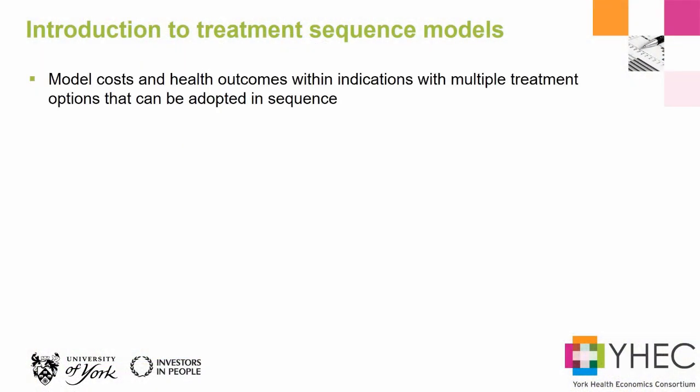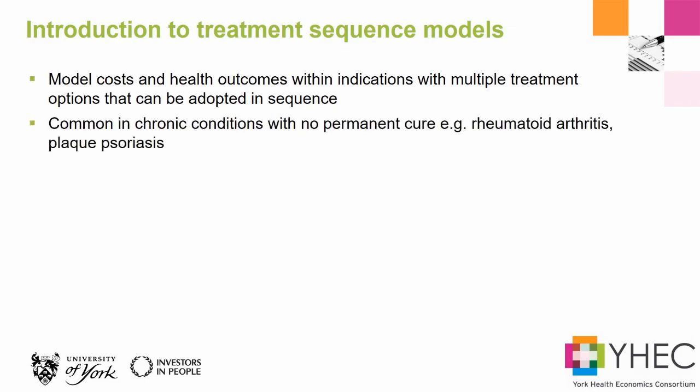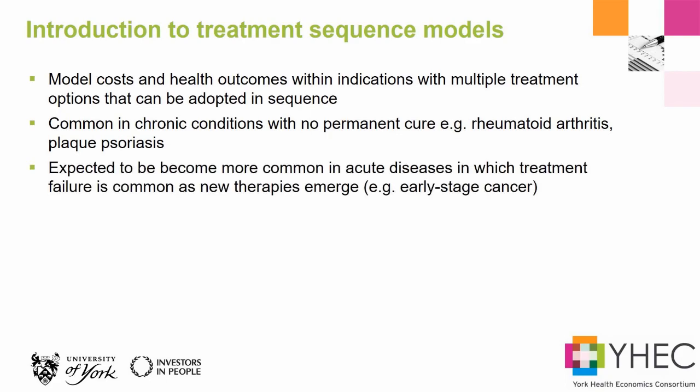Treatment sequence models can be used to facilitate economic evaluations within indications in which there are multiple treatment options that can be used one after another. They are particularly common in chronic conditions where there is no permanent cure, so for example rheumatoid arthritis and plaque psoriasis, but they are also expected to become more common within acute diseases where treatment failure is common as new therapies emerge within that particular type of disease, so for example early stage cancer.